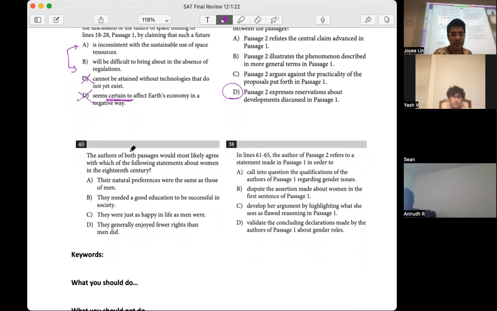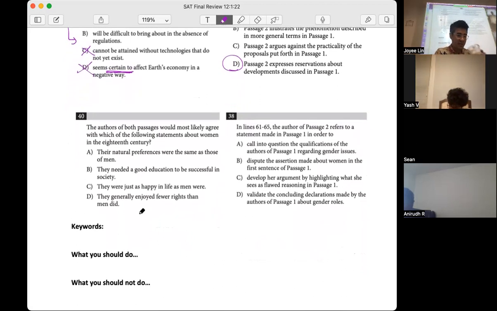I think I gave this one yesterday. What do you think is this one for 40? D, right? Generally enjoyed. Remember, enjoyed is had. Generally enjoyed. So that also leaves room to interpretation, right? Sometimes they might not have had the similar rights or fewer rights or more rights or less rights, right? So again, that one's easy without even answering the question.